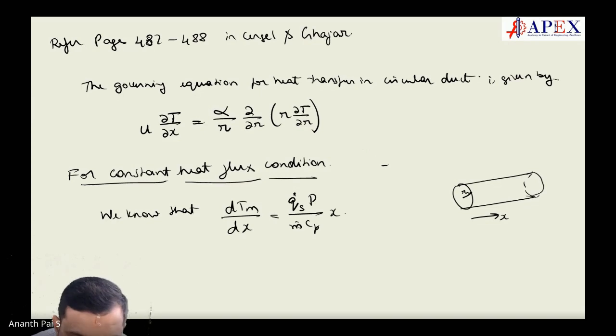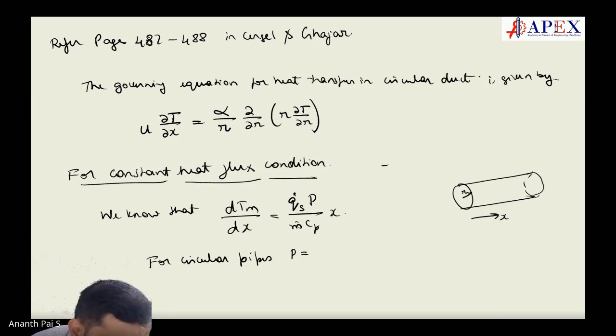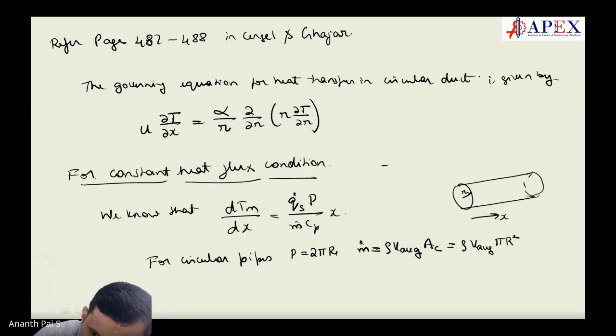Now for circular pipes, P, the perimeter, is given as 2 pi r, correct. And then m dot cp: m dot can be equal to rho v average into the cross-section area, which is equal to rho v average into pi r square.